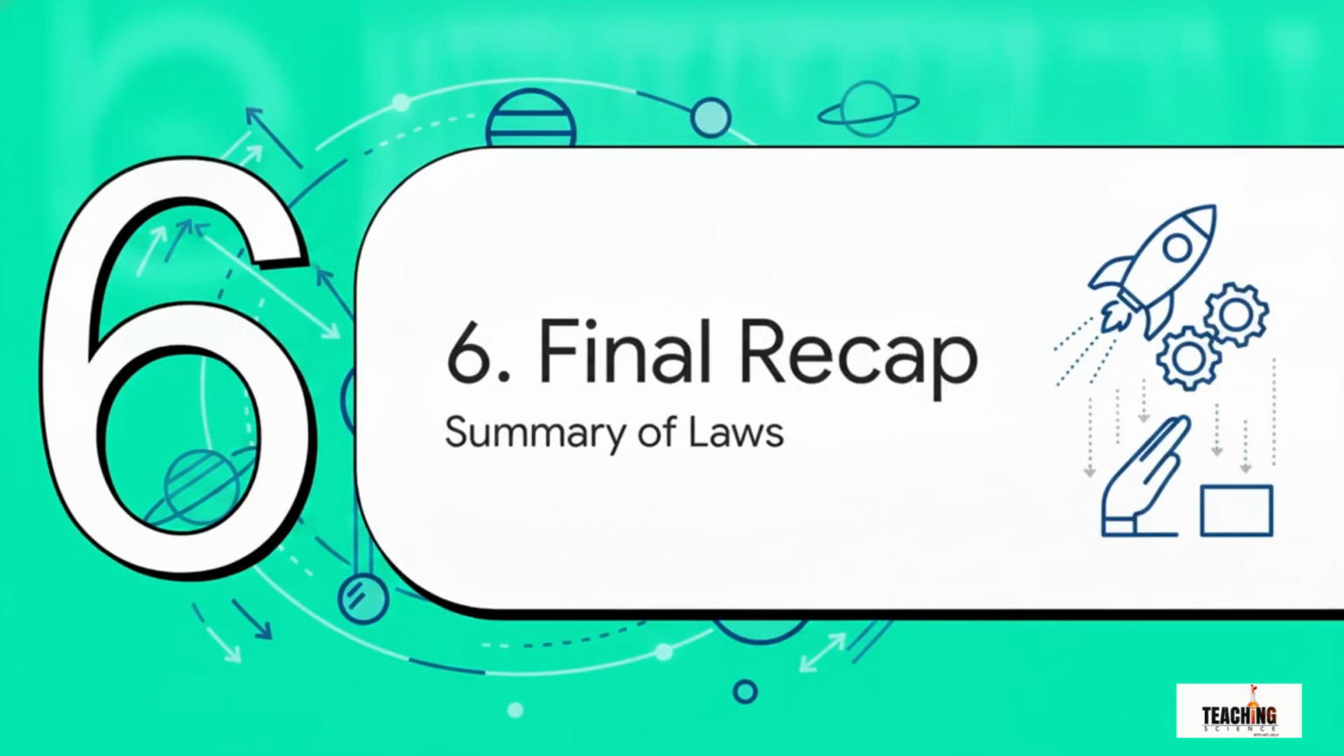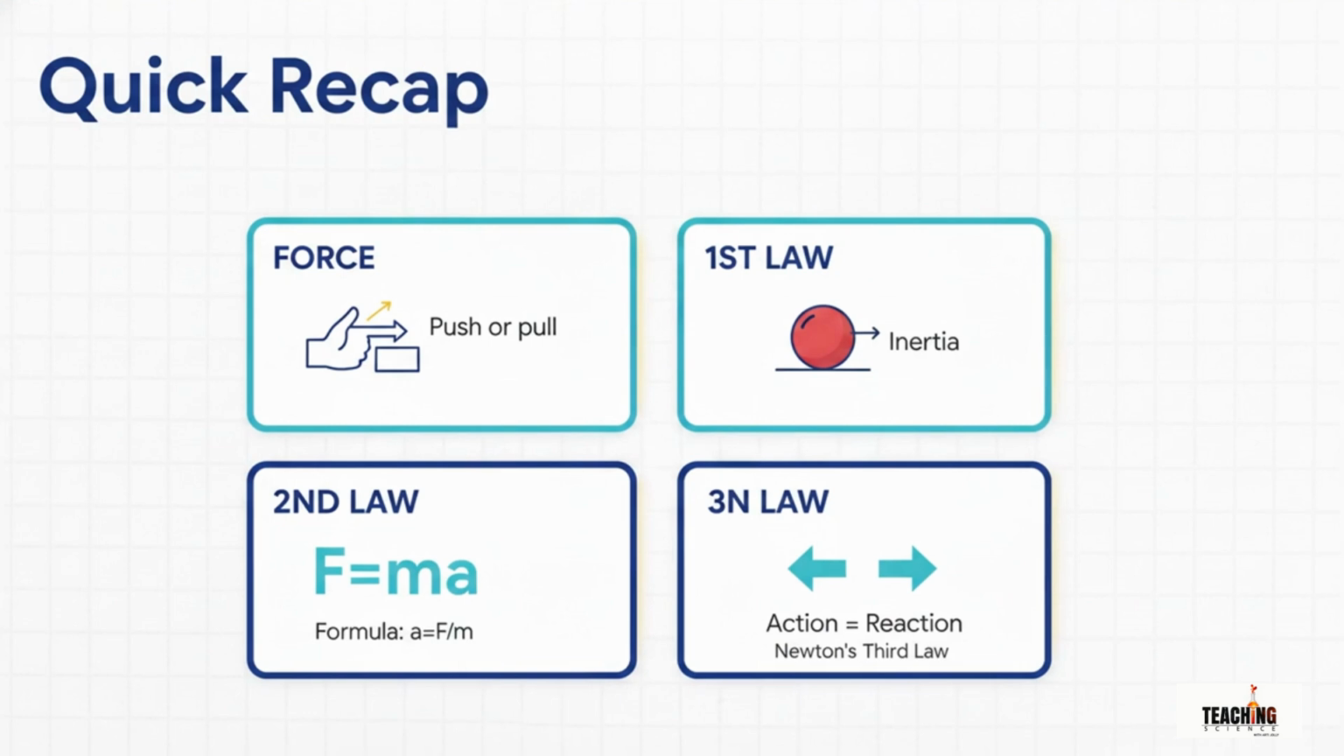So, we need to lock all of this amazing science into your brain. Let's jump into Section 6 for our final revision and recap. Here is your rapid 1-minute recap. Force is simply a push or pull that can change an object's motion or shape, and we always measure it in newtons. Balanced forces mean the net force is 0, so the object's motion does not change. Unbalanced forces, those cause acceleration.